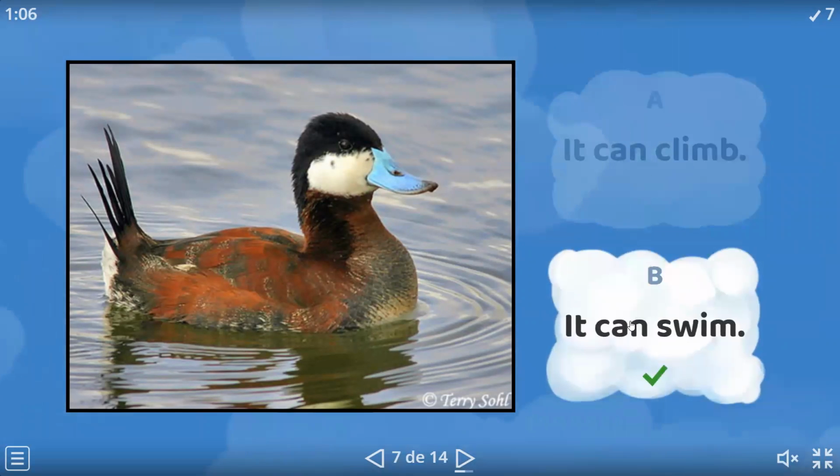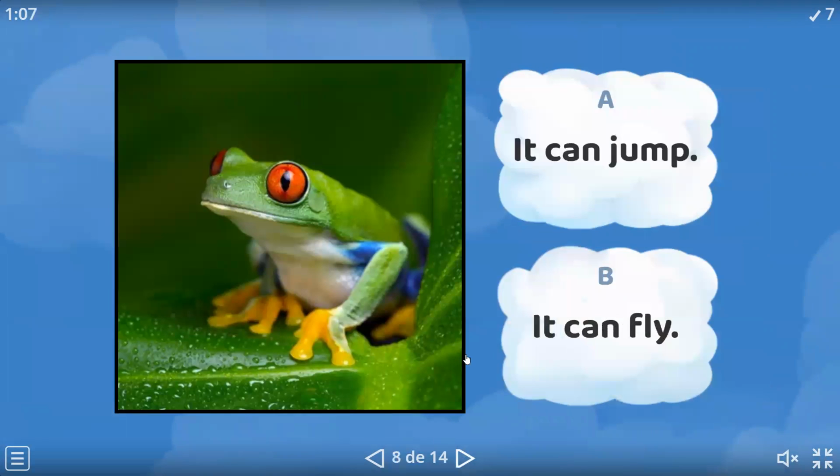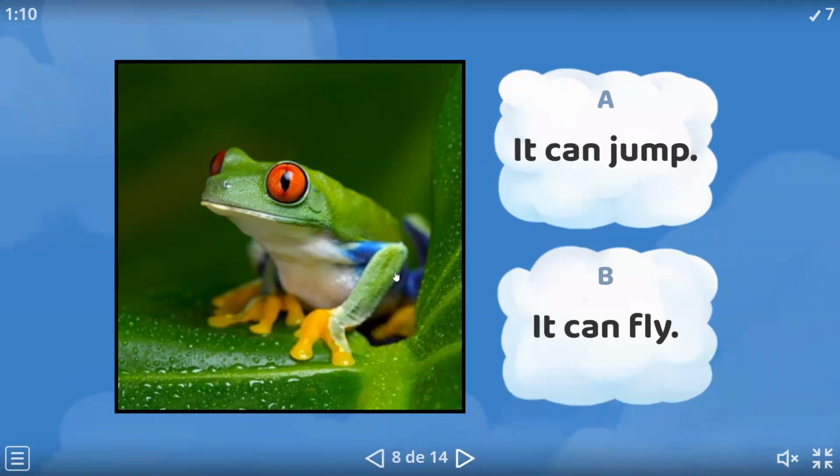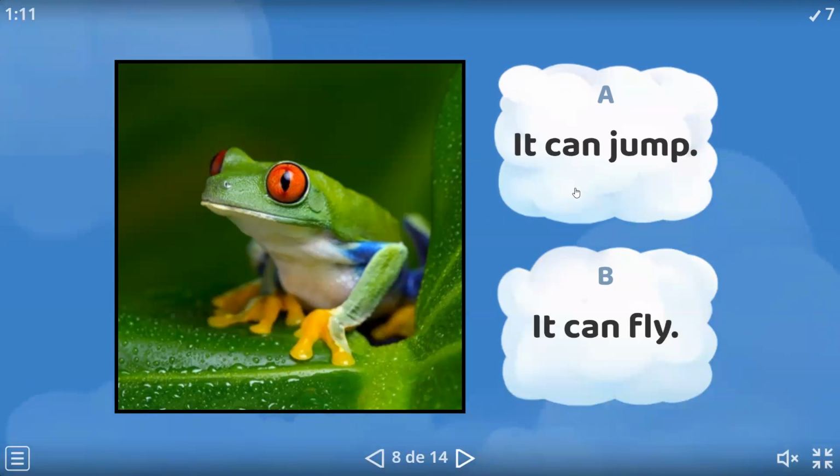So now, let's see the next one. It can jump. And the name of the animal? Frog. It's a frog. Yes. Wow. It's a frog. But in this case, that is tinier than a frog.